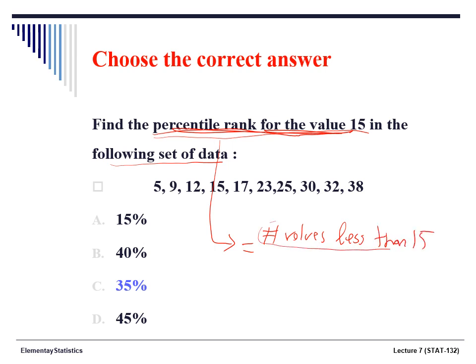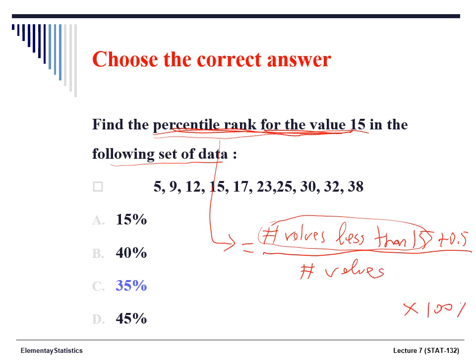Okay, then you will find this number, and then you add 0.5 and divide it by the number of all values times 100%. But here, be careful, and the data should be in order. I mean, if you want to do it, and it's already in order, so there is no problem.